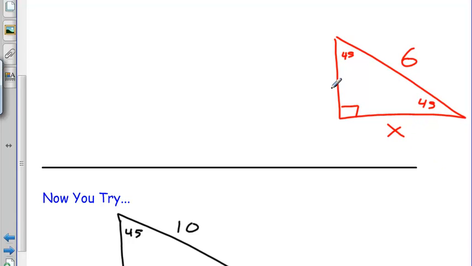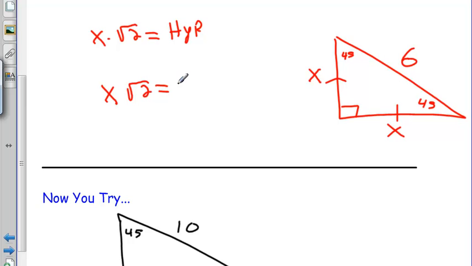We know that if we took these two things, these are both x, and we know if we took x times the square root of 2, that should equal the hypotenuse, correct? So what I'm going to say is x square root of 2 should equal, well, we know the hypotenuse is 6.